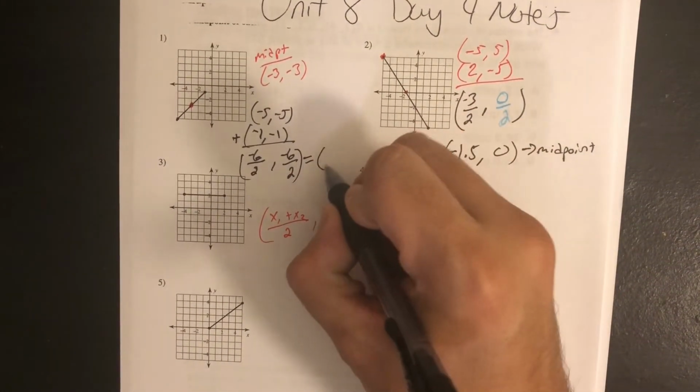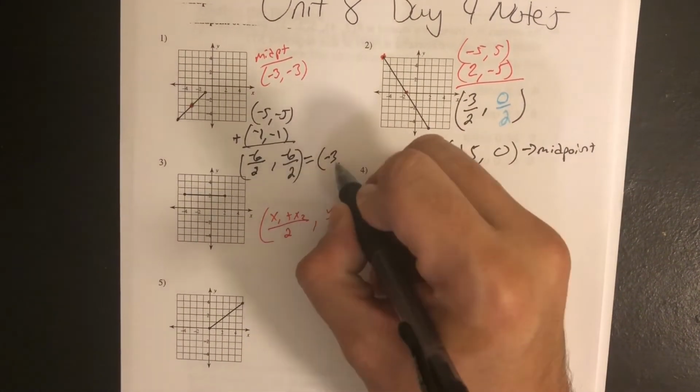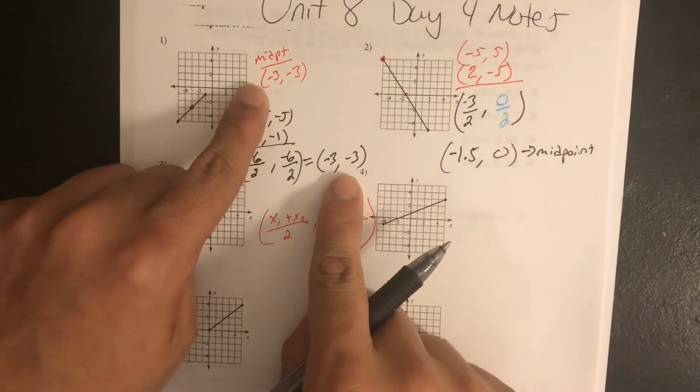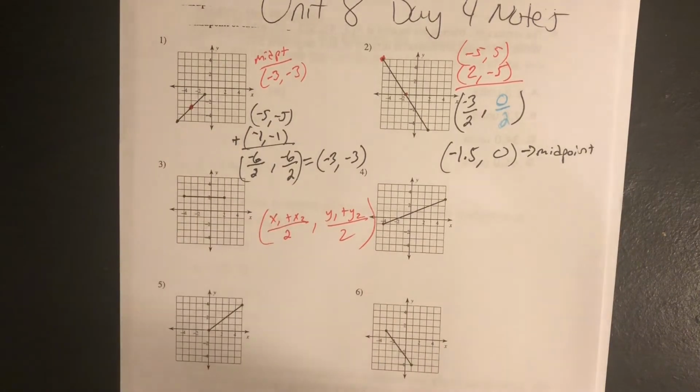Negative 6 divided by 2 is negative 3. And there you go. We got the same midpoint. One was just by looking at it. The other one is by doing the simple idea.